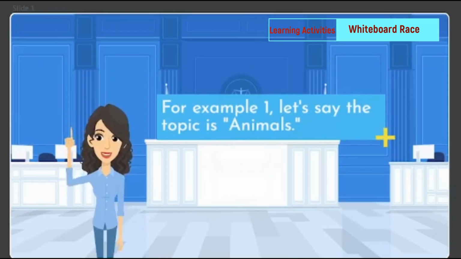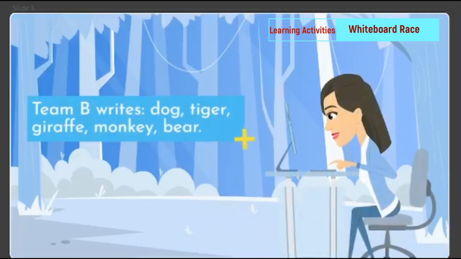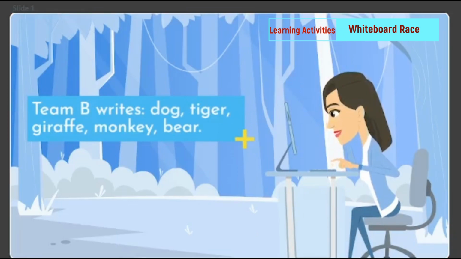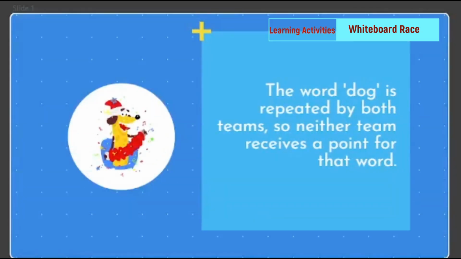For example 1, let's say the topic is animals. Team A writes, cat, dog, lion, elephant, zebra. Team B writes, dog, tiger, giraffe, monkey, bear. In this example, Team A receives 4 points, and Team B receives 3 points. The word dog is repeated by both teams, so neither team receives a point for that word.